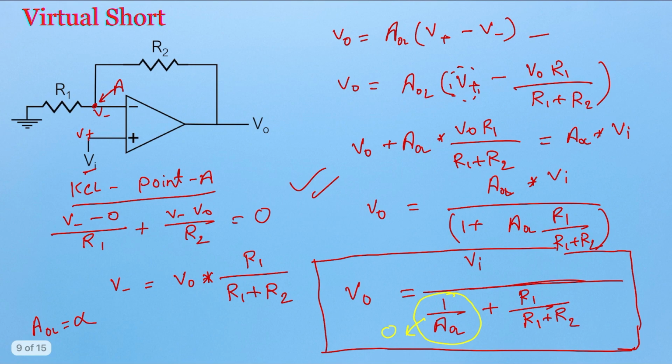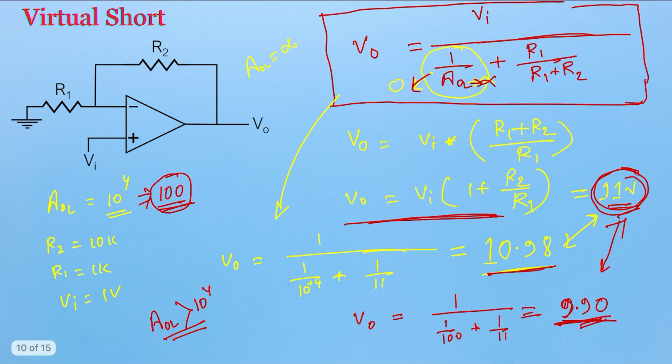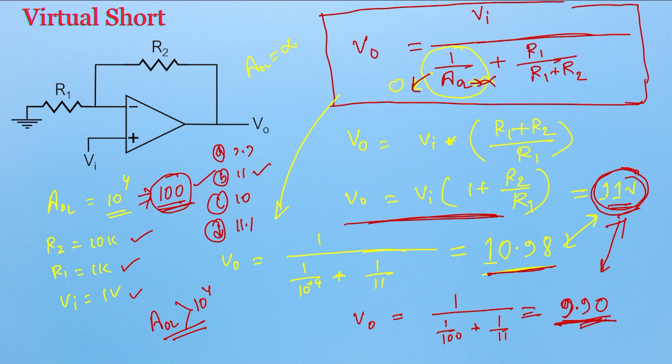In some exams like GATE, JAM, you need to do the output voltage calculation like this. Suppose they give you this question where AOL is 100, R2 is 10K, R1 is 1K, VI is 1 volt, and the options are A 9.9 volt, B 11 volt, C 10, and D 11.1. If you don't know this concept, you will write 11, but that will be wrong. You need to correct it and click on option A. So this is the concept of the virtual short.